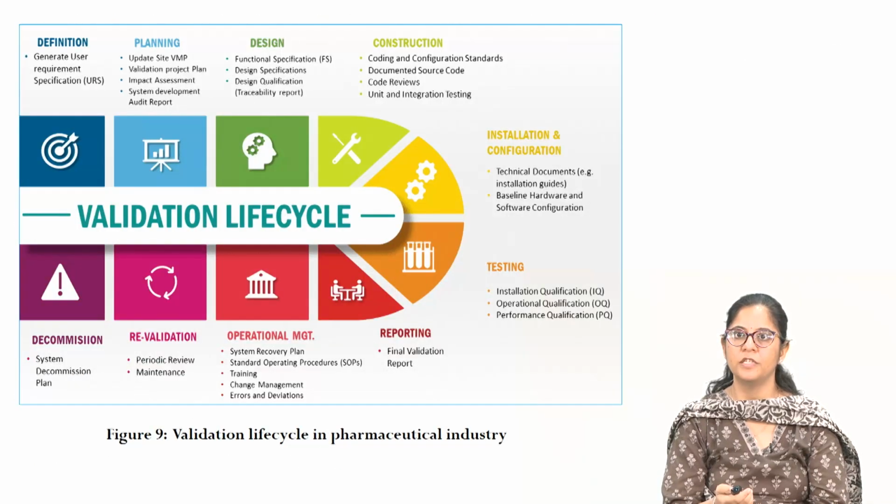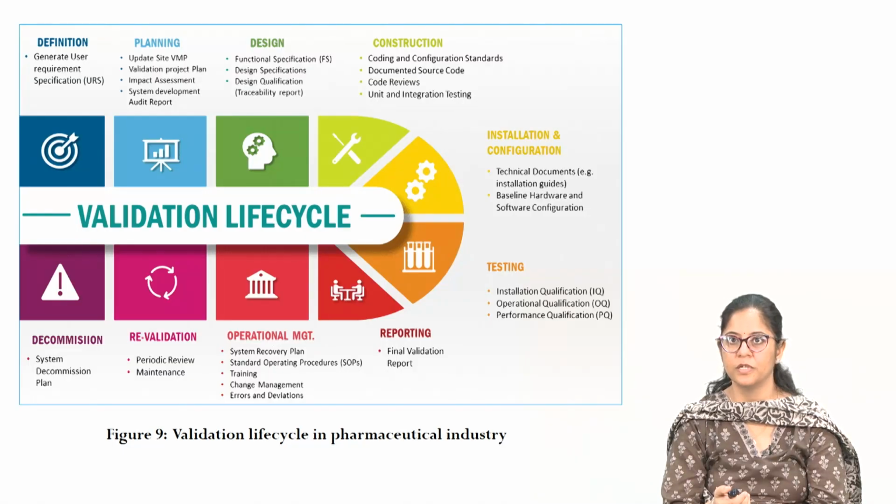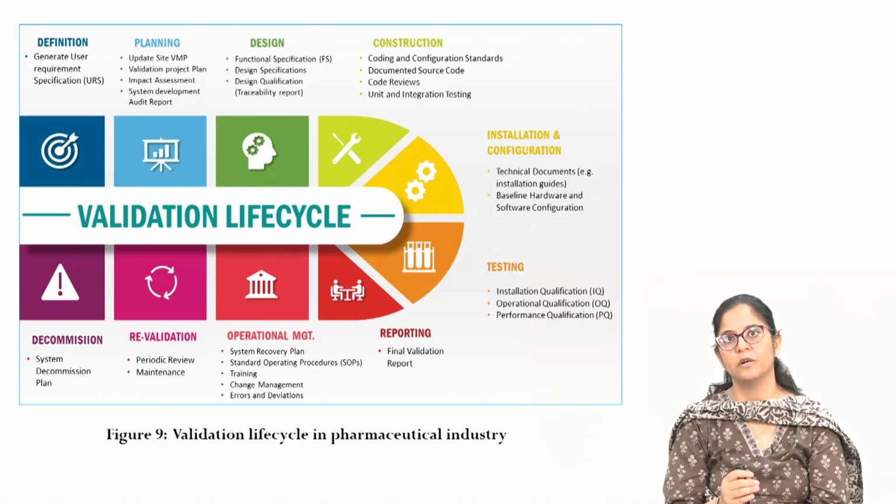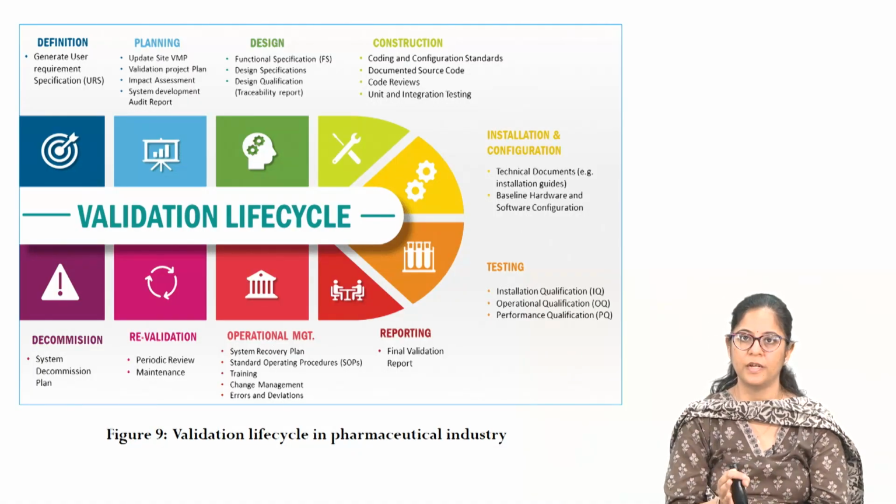So the validation life cycle has been represented here: defining, planning, designing, construction, installation and configuration, testing, reporting, operational management, revalidation and decommissioning. So these are the various stages which take place in the validation of the product as well as the manufacturing processes.